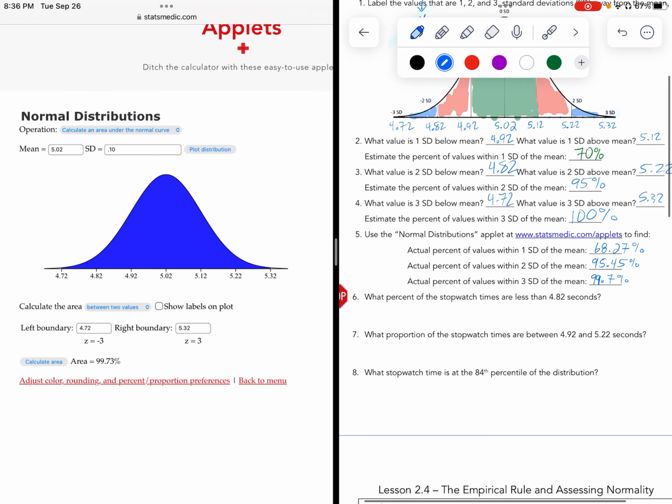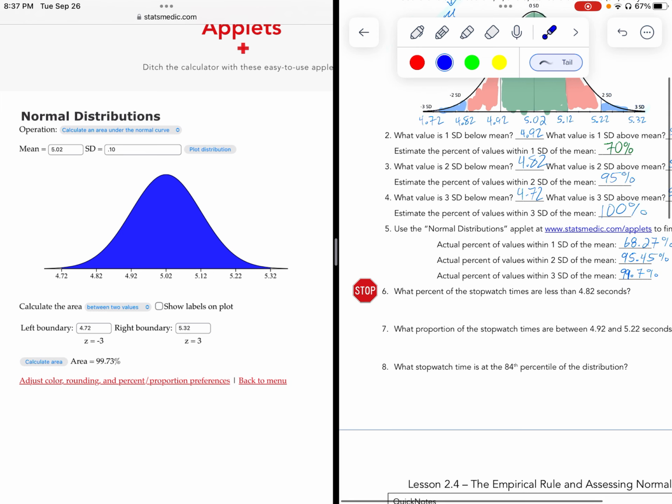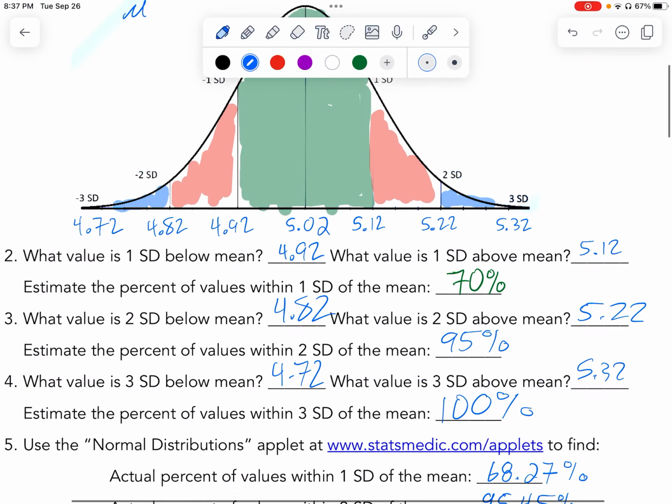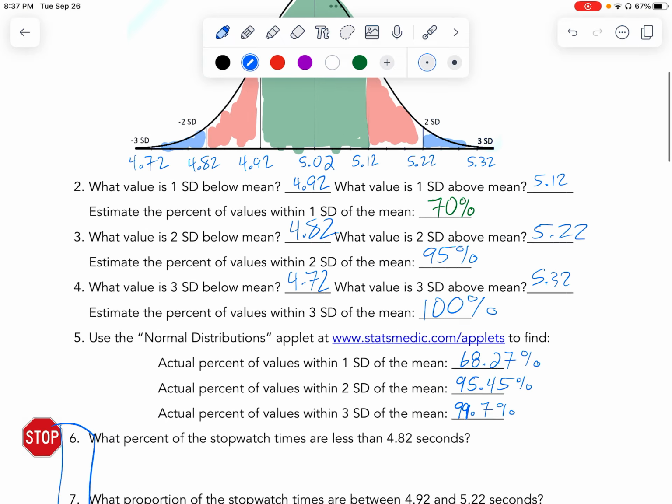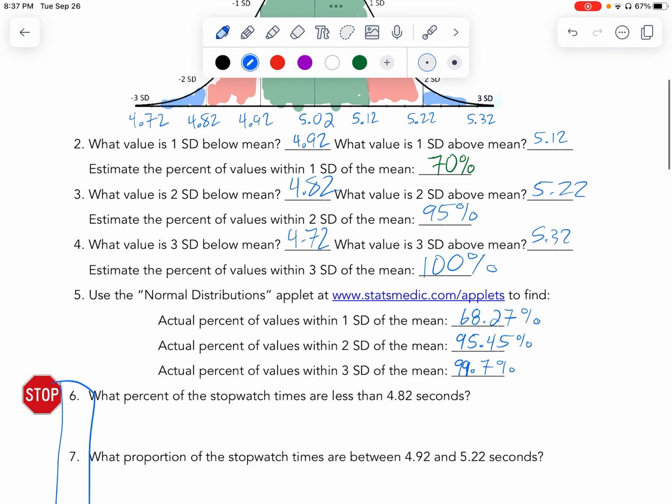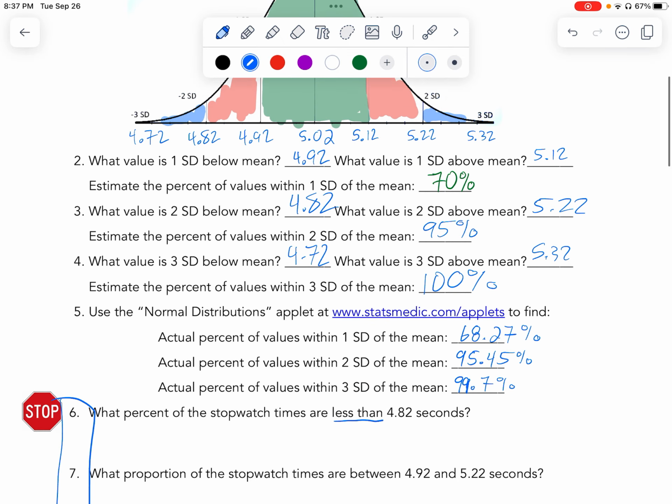Next question. What percent of the stopwatch times are less than 4.82 seconds? Okay. Let's see if we can do these questions right here. Let's see if we can do these with no applet. Okay. So I'm gonna just say, forget you. I'll come back to you later. So let's do no applet here. Okay. What times are less than 4.82?